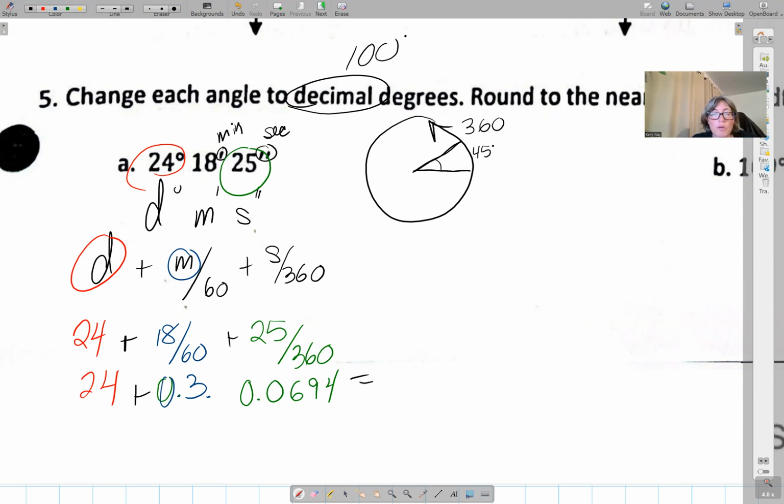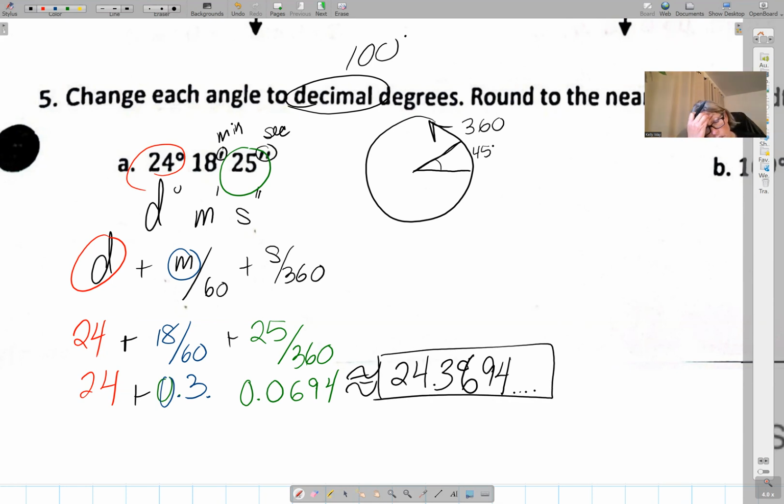So 0.0694 plus 0.3 plus 24. And then you get this decimal right here, approximately, because all of this is an approximation whenever you're rounding, at 24.3694. I'm not sure where your teacher wants you to round, but this is the equation on how to get from degrees, minutes, seconds into a decimal.